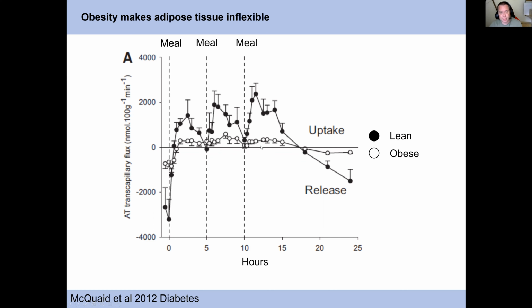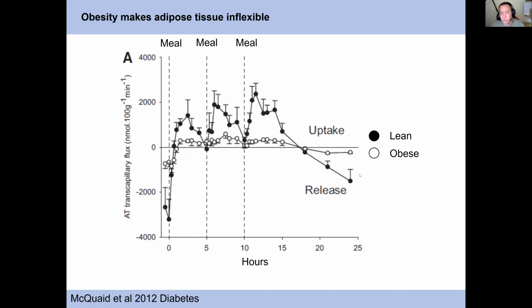In the obese individuals, you can see that the insulin-sensitive uptake of fatty acids is blunted. They're not as good at doing it. But then in the fasted state, the obese adipose tissue is also worse at releasing it. And this makes sense because if you have an obese person, if their adipose tissue is bad at taking up lipid but can still release it, they'll very soon lose their adipose tissue and cease to be obese.